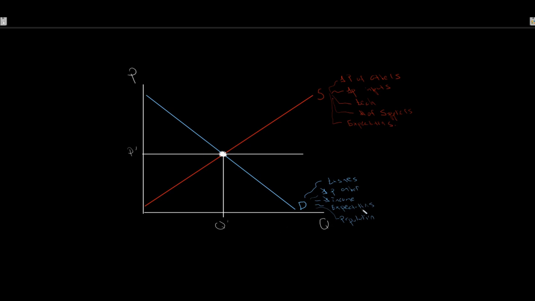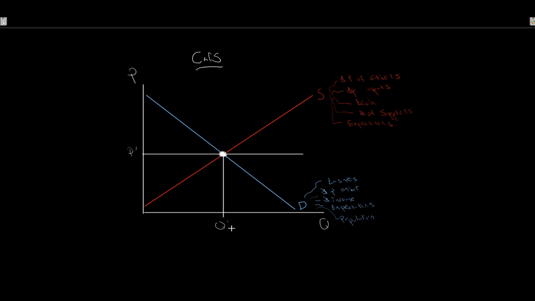Okay, our comparative statics. What happens if all of a sudden we do have a change, right? What if one of these other determinants of supply or determinants of demand changes? What begins to happen? What's our new outcome, right? So let's work through this. Let's consider the market for cars. So this is representing the market for cars. We have our initial price, P prime, and our initial quantity exchanged, Q prime.